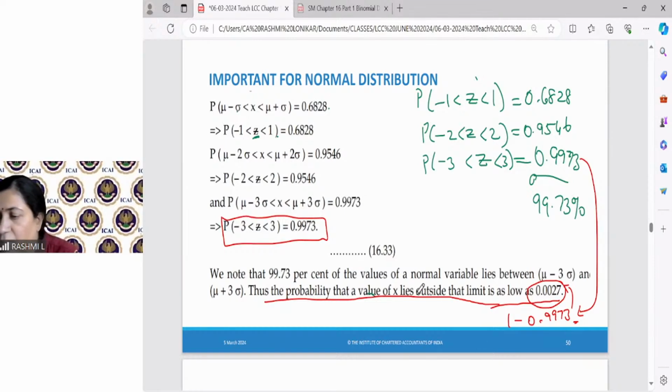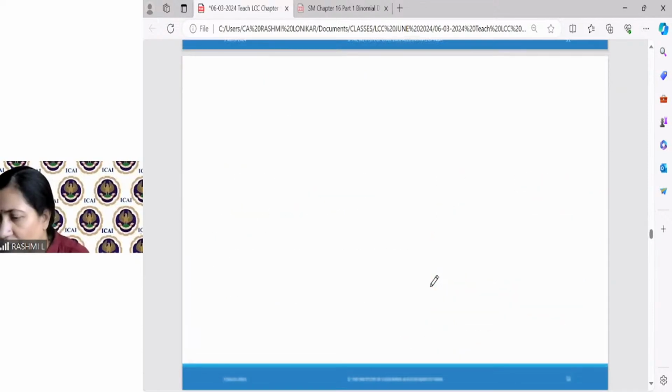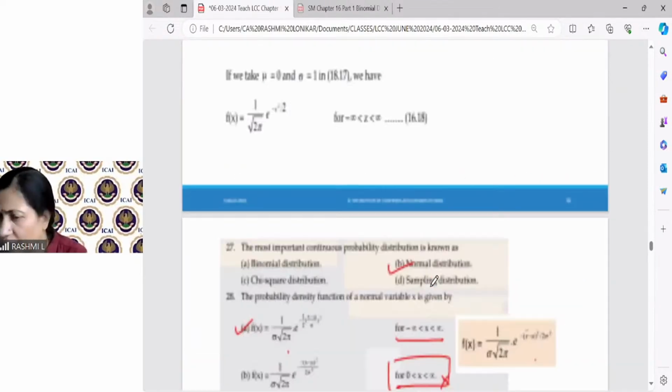Thus, the probability that the value of x lies outside the limit is as low as 0.0027. 0.0027 means what? It is 0.27%, because if we multiply it by 100, we get the answer in percentage. Okay, we have only converted it to percentage. So that is the answer for this 39th one.